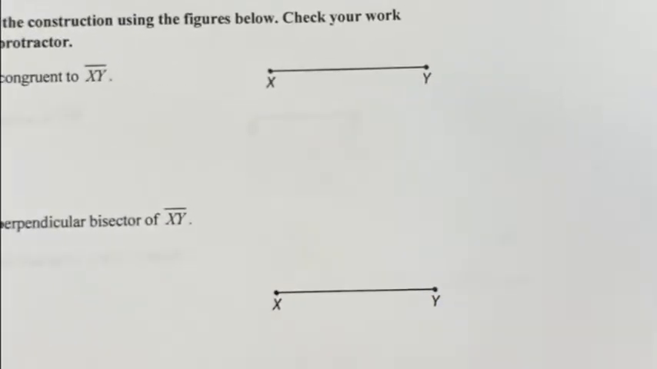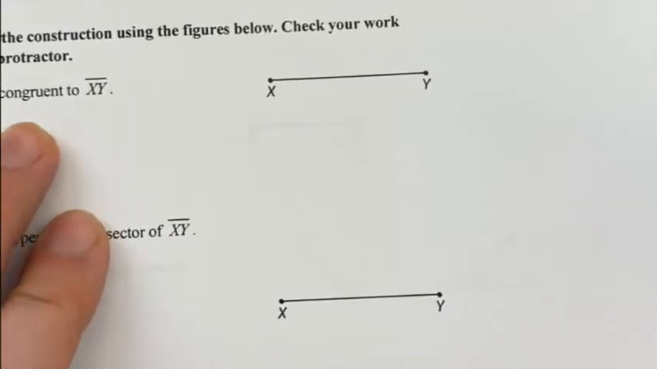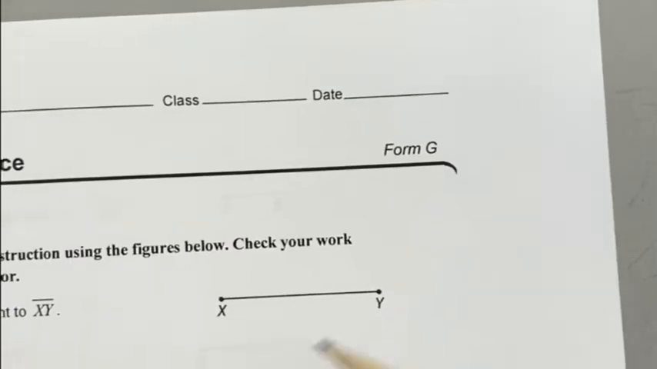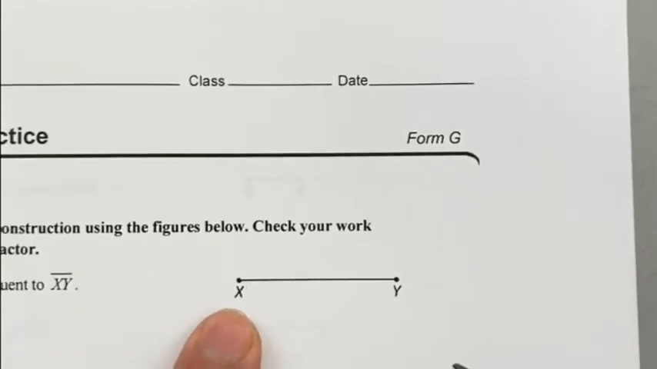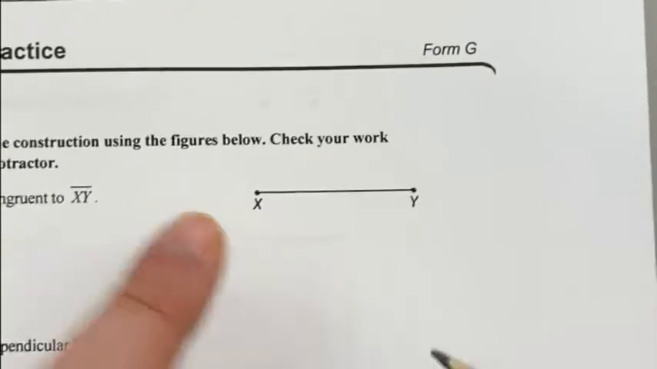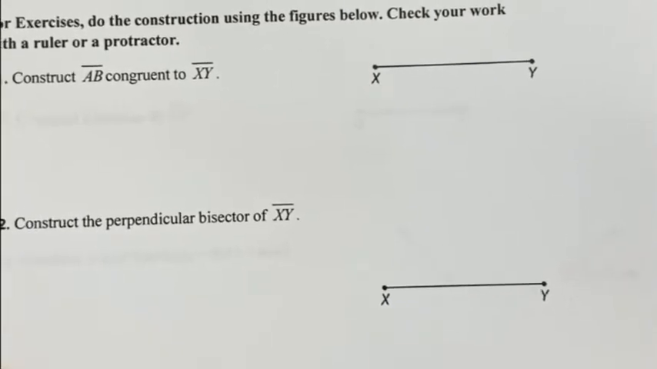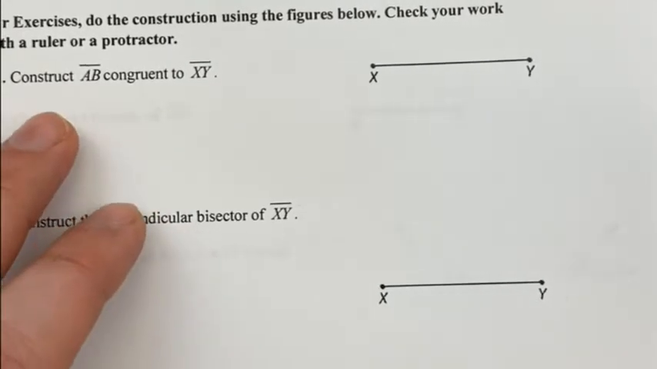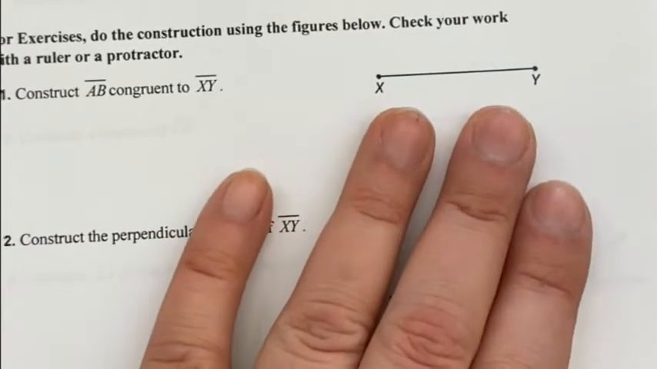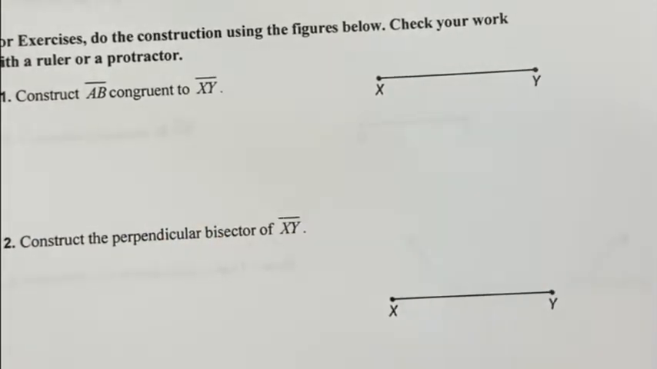The first one here, it says to construct a line segment that matches this. Let me zoom in a little there. It says to construct a line segment, and it has to be the exact same size. How do you do that?